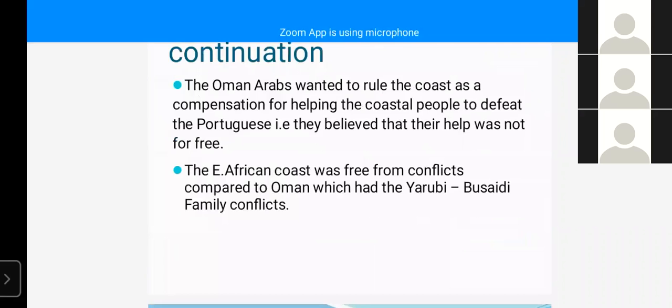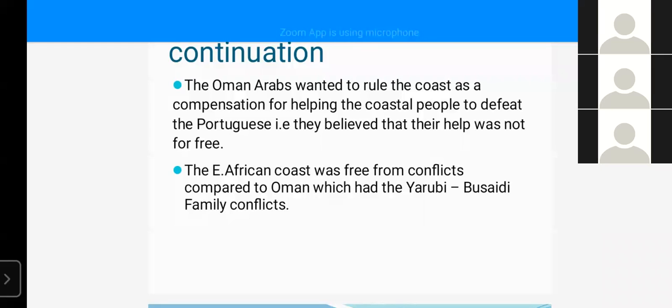Oman Arabs also wanted to rule the East African coast as a compensation. Compensating them for what? These are Arabs that had participated in the overthrow of the Portuguese. We know that the 200 years of Portuguese rule along the East African coast, the biggest percentage, had ruined the environment, the political, economic, and social living along the East African coast. But because the Arabs from Oman had participated, they felt they needed to be compensated for the assistance given to the coastal people in defeating the Portuguese.